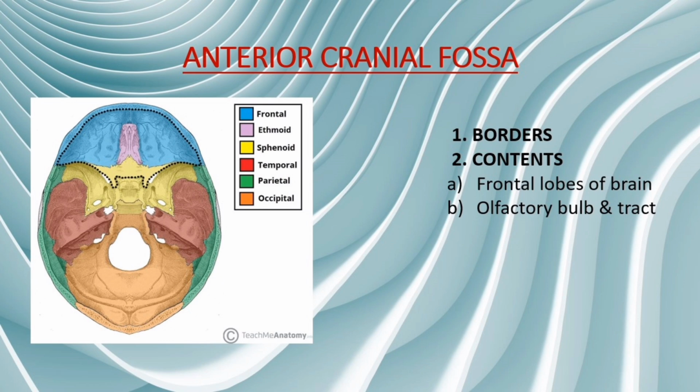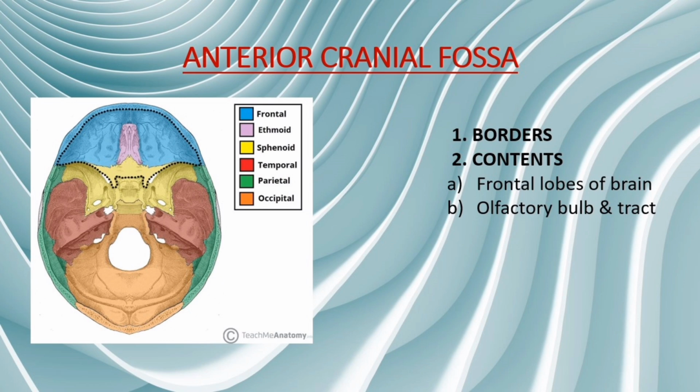Posteriorly and laterally it is bounded by the lesser wings of the sphenoid bone. These are 2 triangular projections of bone that arise from the central sphenoid body. The floor consists of the frontal bone, ethmoid bone and the anterior aspects of the body and lesser wings of the sphenoid bone. Its contents include the frontal lobes of the brain and the olfactory bulb and tract.